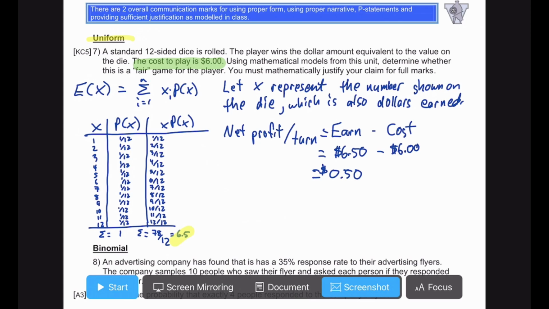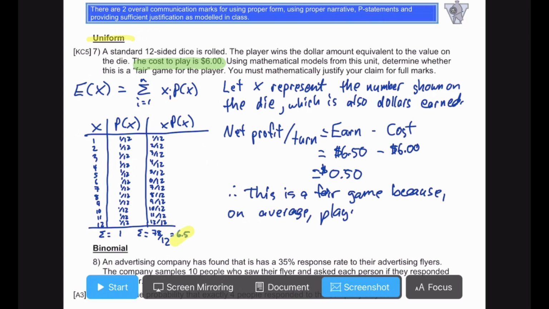Let's finish off with the concluding statement. Therefore, this is a fair game because on average players will win 50 cents. Or like, I guess we should say profit by 50 cents.